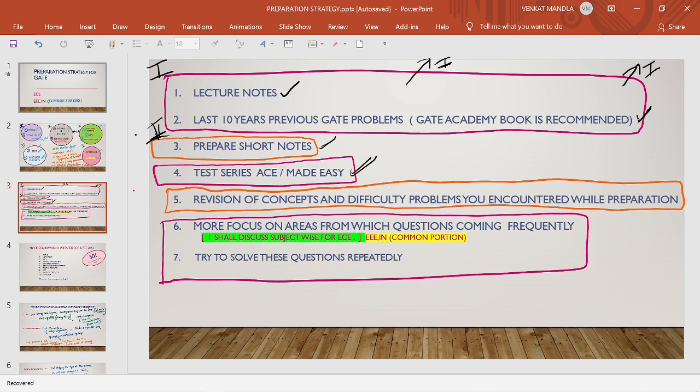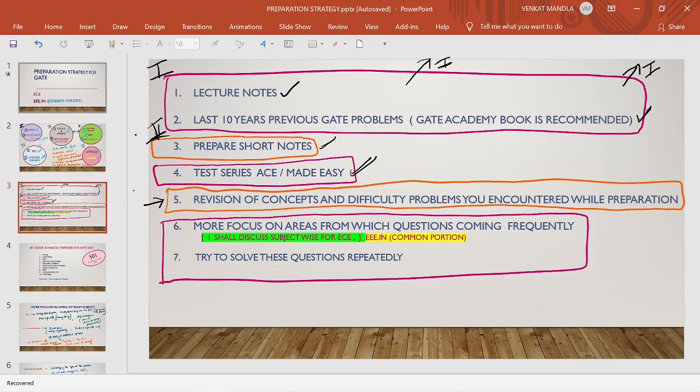Then you will get to know where you are finding the concepts difficult. After doing all this stuff, next is the revision of concepts and difficult problems you encountered while preparing.